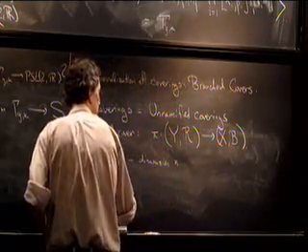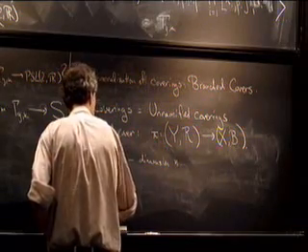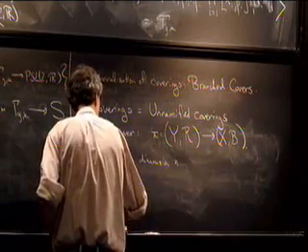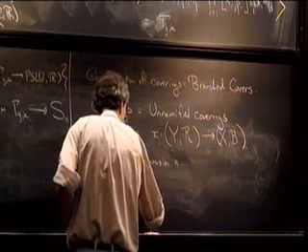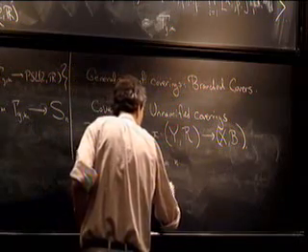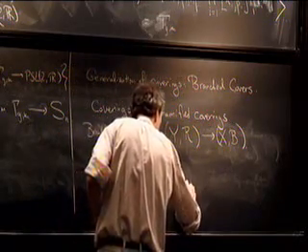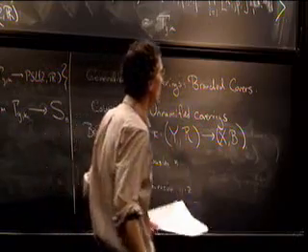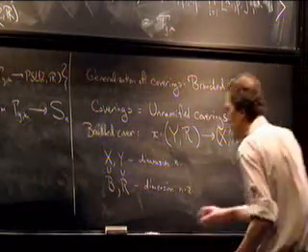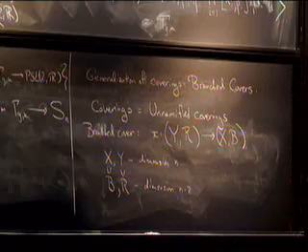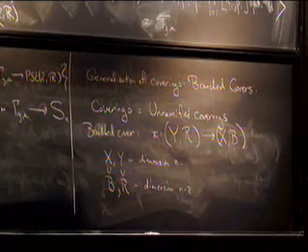Spaces, and B is a subspace of X, and R is a subspace of Y, and these are real dimension n minus 2. So B is a codimension 2 space in X, and R is a codimension 2 space in Y.